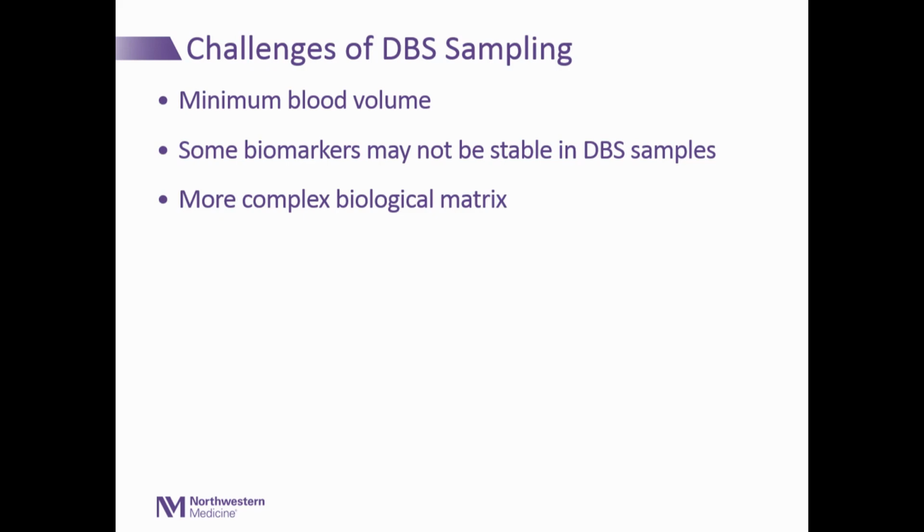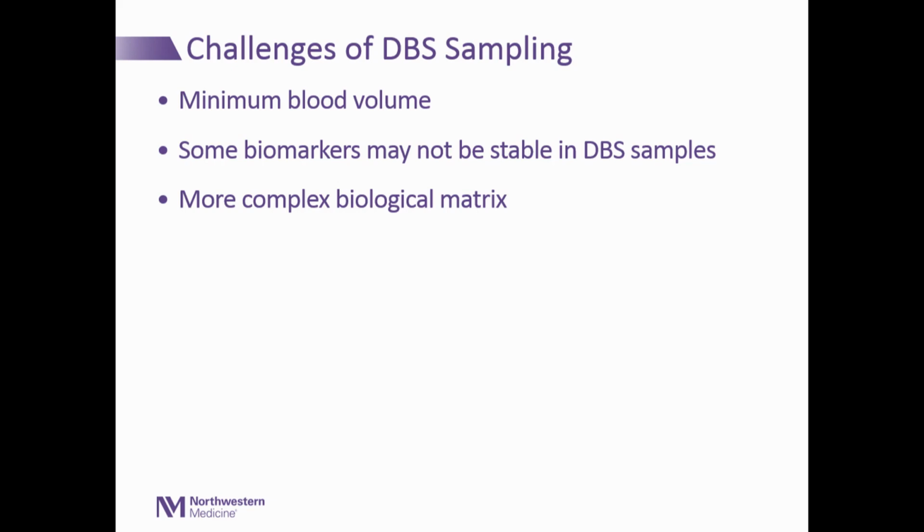So some of the challenges of doing dried blood spot sampling, however. The first thing, of course, is minimum blood volume. If you have a Vacutainer of blood, you've got 5 milliliters or more of blood, whereas a blood spot is about 50 microliters of blood that's dried onto the filter paper. So your techniques for measuring the biomarkers have to be very highly sensitive.